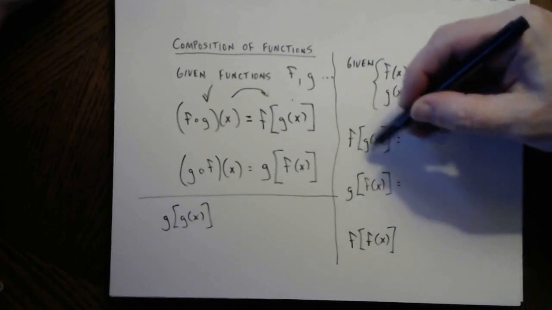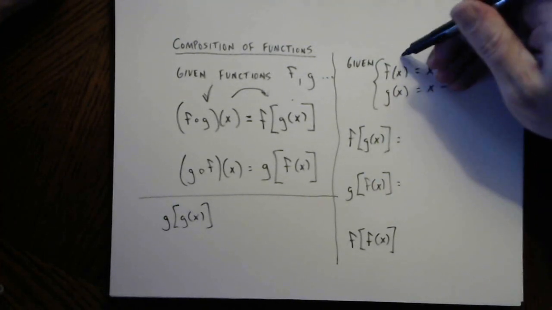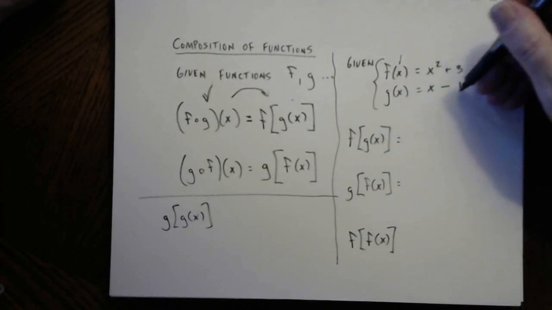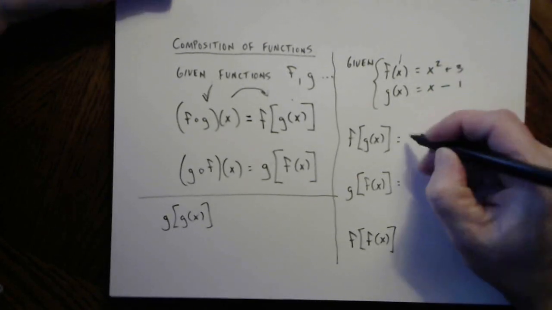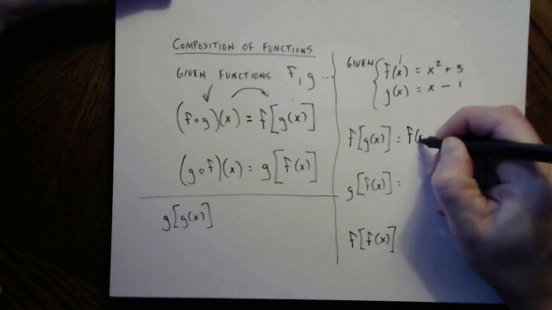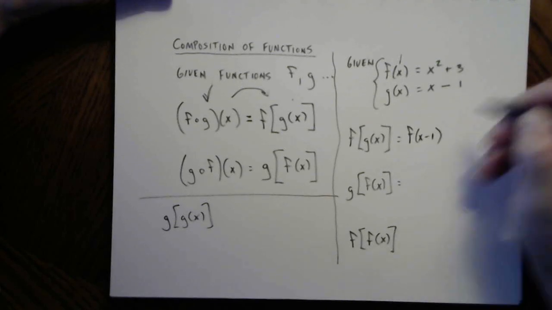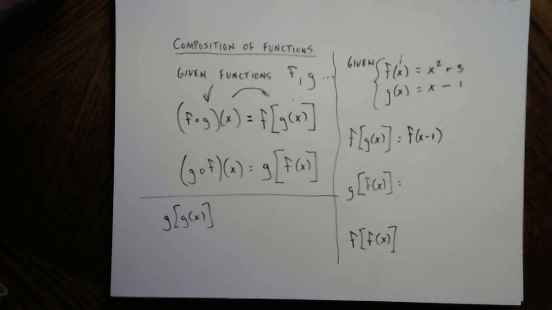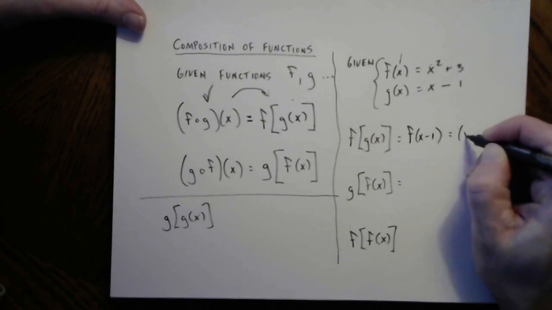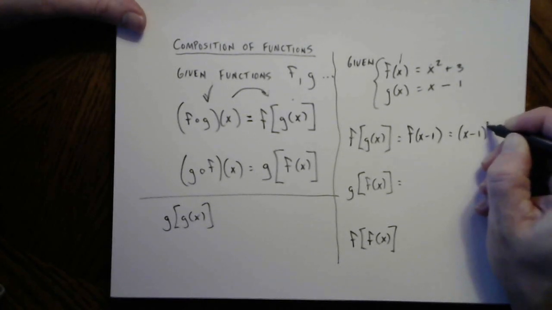So again, what is this thing? This is what you get when your input into f is the function g. In this case, x minus 1. So you could, if you're comfortable, probably leave this step out, but I'm just being very explicit. x minus 1 is the input. So x minus 1 is the input here. I'm glad I left some room.